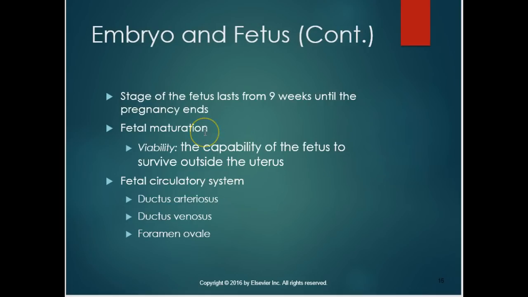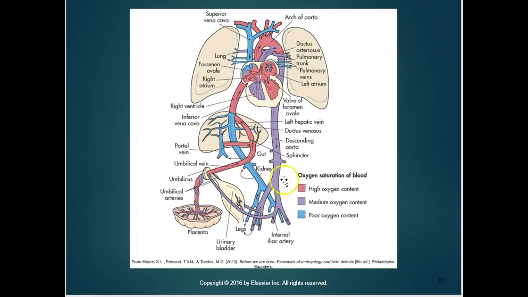So you guys, the fetus is from 9 weeks until the pregnancy ends, anywhere from 40 to 42 weeks. Viability means that the baby can live outside of the uterus, and we have a 20-week rule for that. There are a couple of fetal structures that the baby has that, once the baby is born, will close. And we're just going to briefly go over this, but remember, the baby does not breathe oxygen in utero. It breathes in and out amniotic fluid, but it's not getting any oxygen that way.